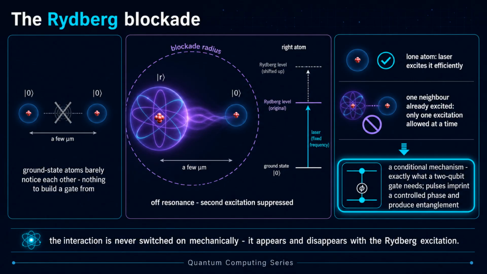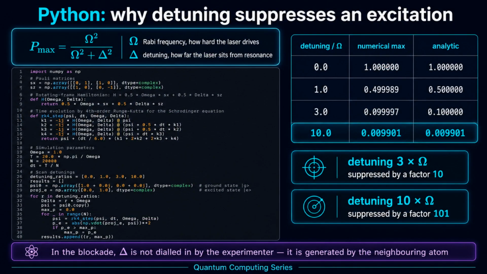Such an atom is enormous and carries a huge dipole moment. If one atom is already excited, it shifts its neighbor's Rydberg level, so the laser is now off resonance and the second excitation is suppressed. Conditional behavior is exactly what a 2-qubit gate needs. Let's make that suppression quantitative.